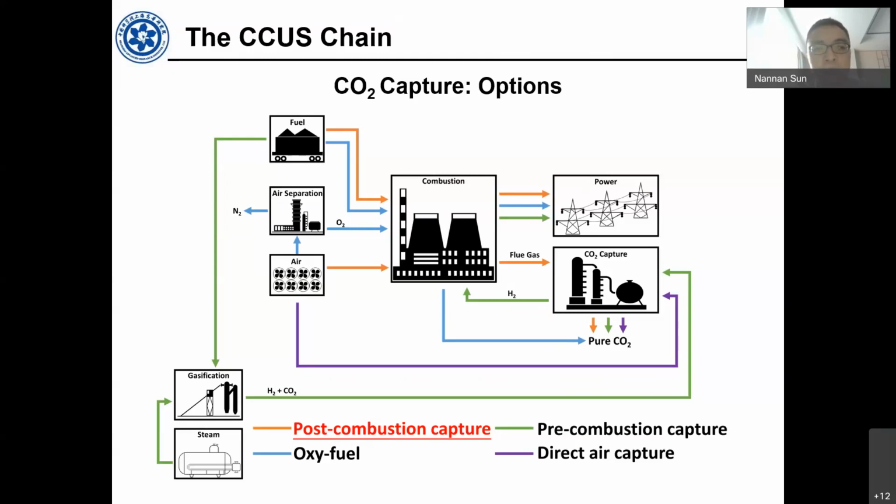And also, we can do oxy-fuel. This is we first do the separation of air, and we obtain the pure oxygen, and we supply this pure oxygen to the combustion process, and we can achieve CO2 with very high concentration. And last is we capture CO2 directly from the air.